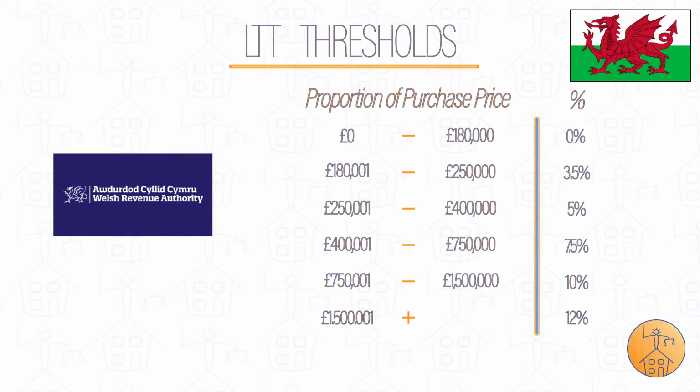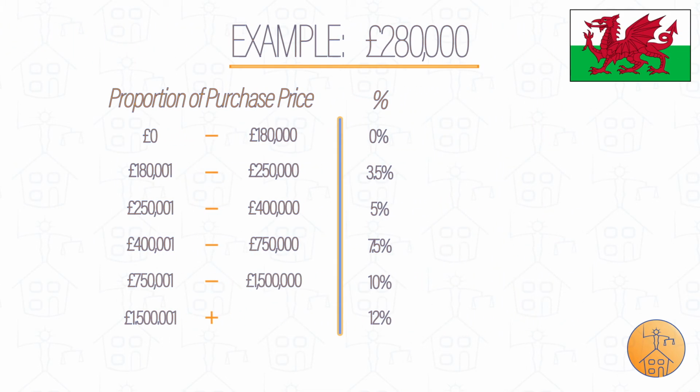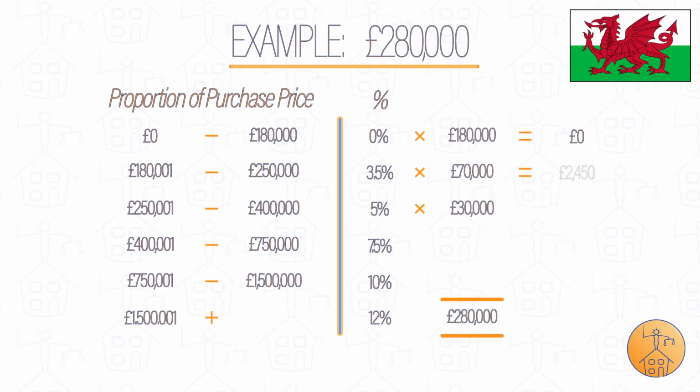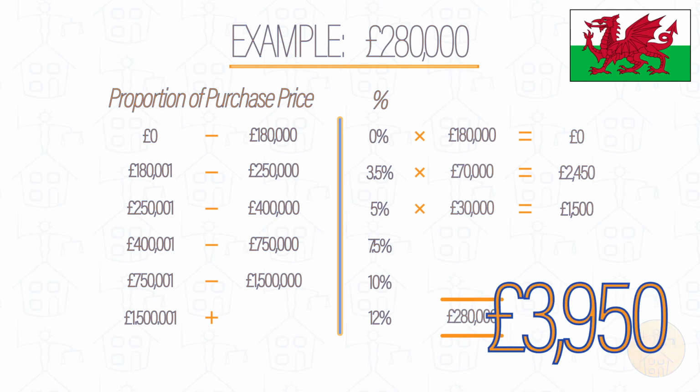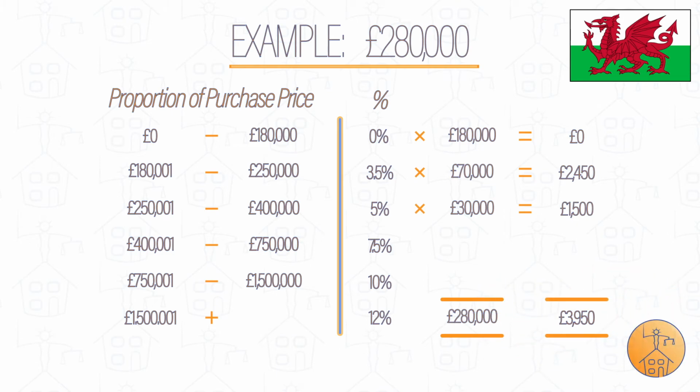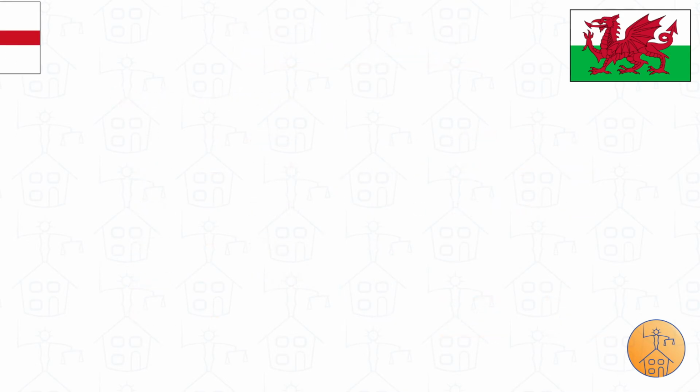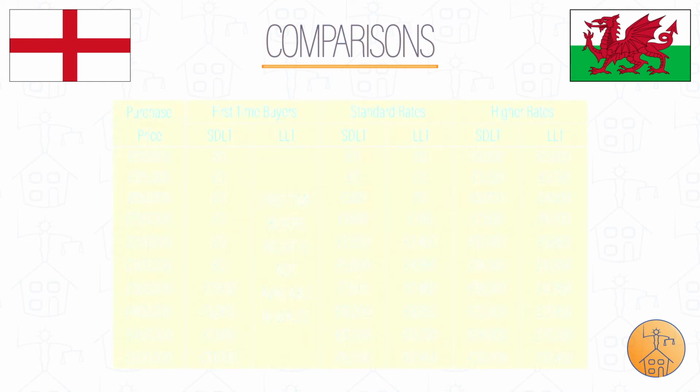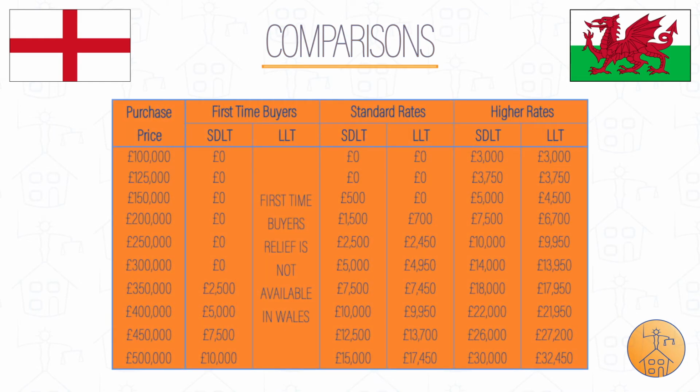The tax is calculated in the same way as we showed in the previous examples, but for the changes in the threshold. So, for a purchase of £280,000, you pay nothing for the first £180,000, 3.5% on the next £70,000, and 5% on the additional £30,000. So we have £0 plus £2,450 plus £1,500, and that totals £3,950, which is a saving of £50 when compared to the tax payable for the same purchase of the same value in England. We won't be going through all the examples again, but on the screen you'll see comparables between tax paid in England and tax paid in Wales.